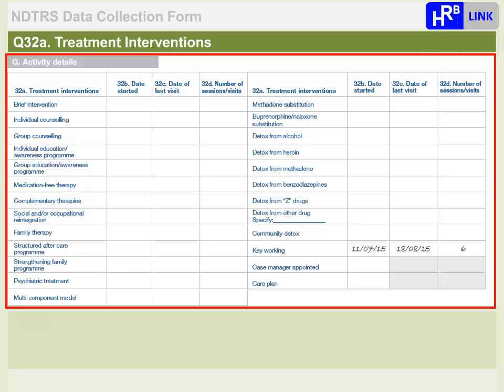Question 32A, treatment interventions. Services will now be able to record the start date, end date, and number of sessions of key working given during a client's treatment. The way detoxification is recorded on the NDTRS form has changed. You can now record the specific drug that the service user is detoxing from. In addition, detox from specific additional drugs can also now be recorded, including Z drugs.